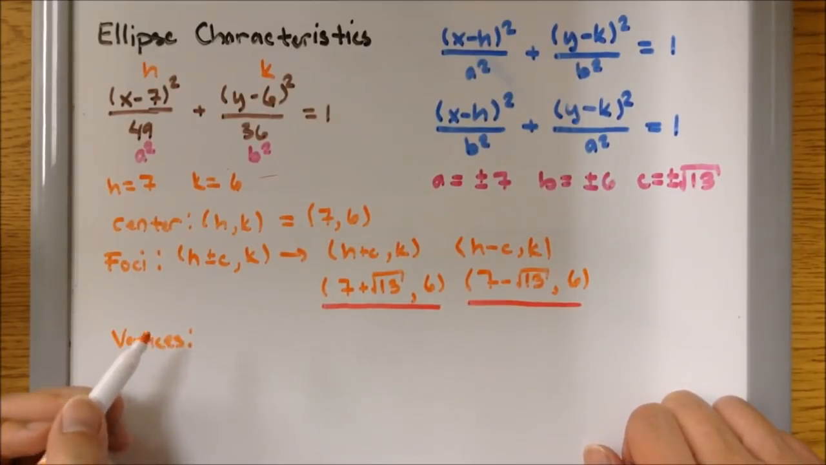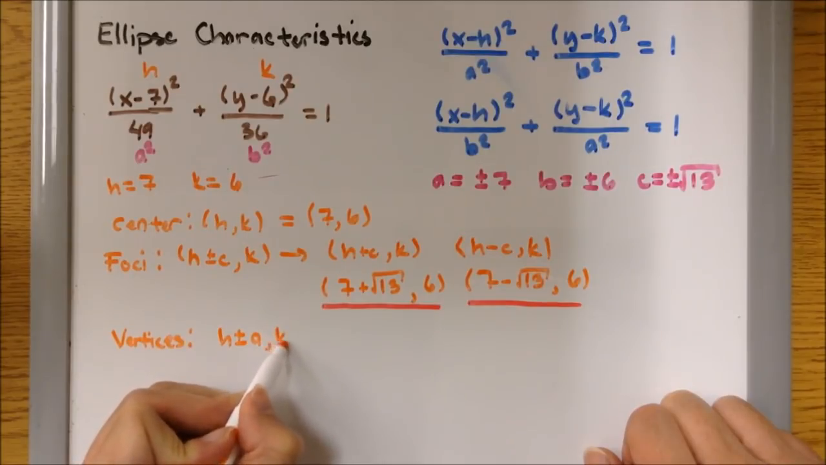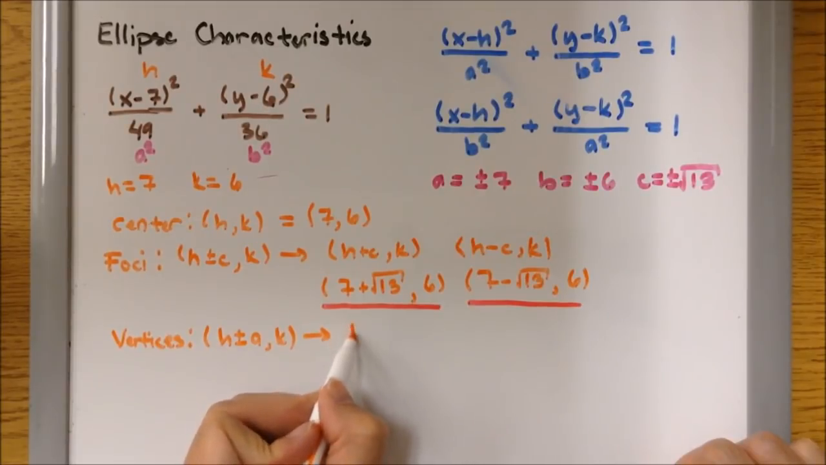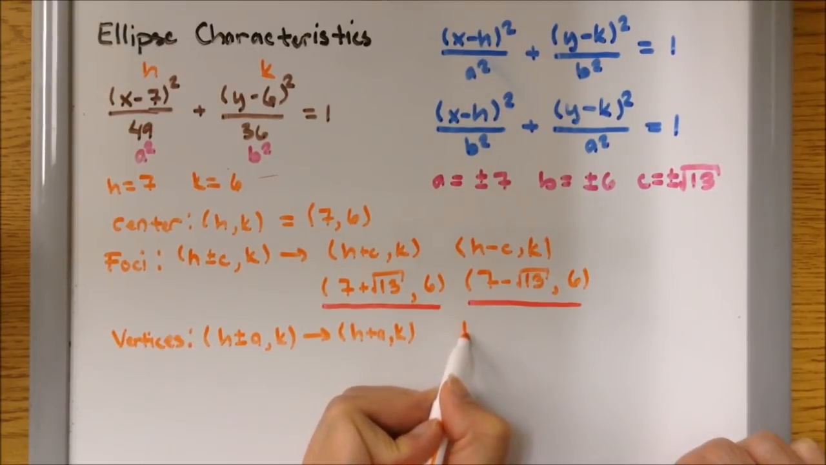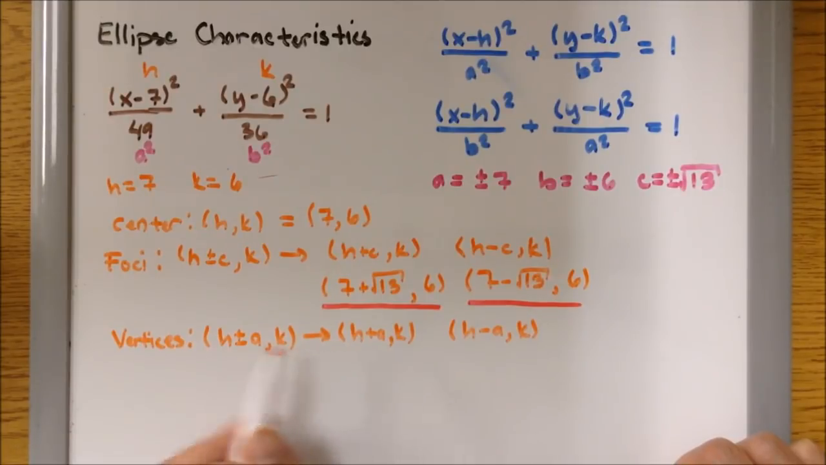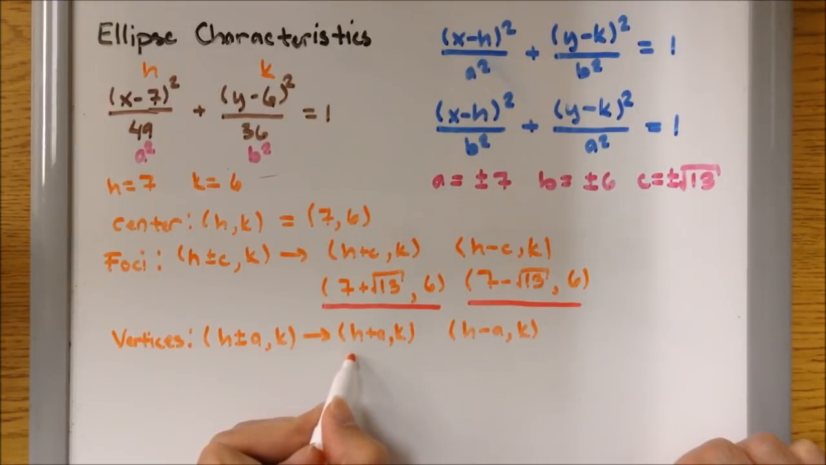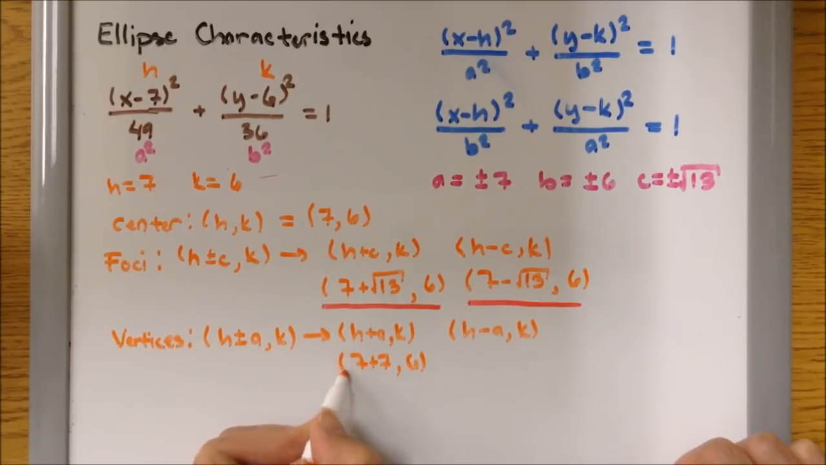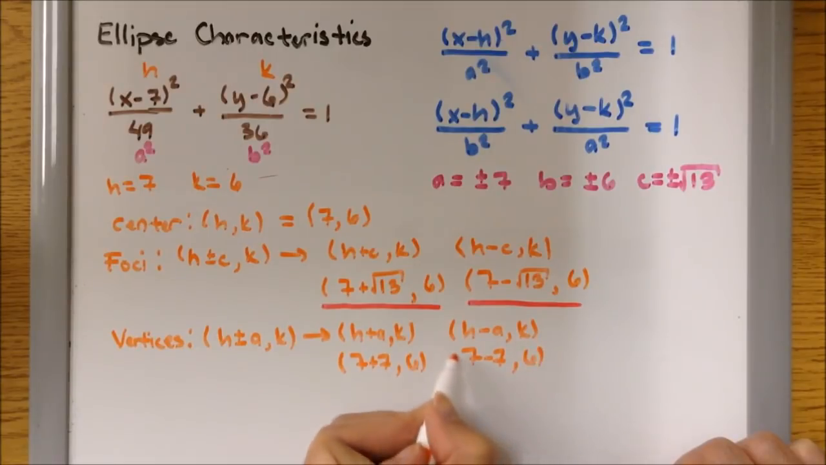The formula for vertices is h plus or minus a, comma k. So that means it's going to be 2 points: h plus a, comma k, and then h minus a, comma k. So I'm going to plug in my values for h and a: 7 plus 7 comma 6, and then 7 minus 7 comma 6.